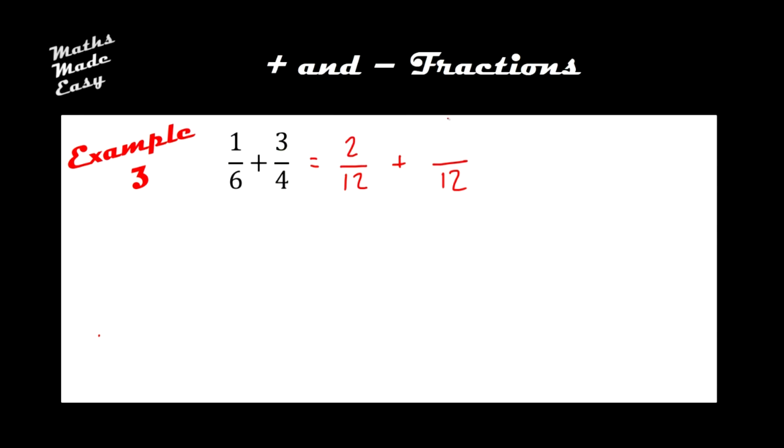So times 3 on the top, 3 times 3 is 9. Well, 2 add 9 is 11, and it's out of 12 again.